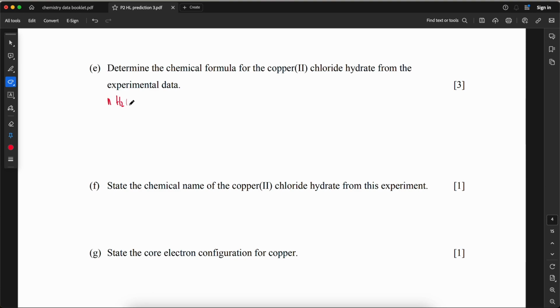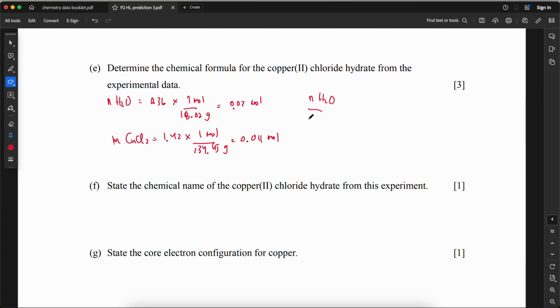Determine the chemical formula for the copper 2 chloride hydrate from the experimental data. For n(H2O) it would be 0.36 gram times 1 mole per 18.02 gram. Then we get 0.02 mole. And for CuCl2, that would be 1.42 times 1 mole divided by 134.45 gram, which is 0.011 mole. So n(H2O) divided by n(CuCl2) is 0.02 divided by 0.011, which is 2.